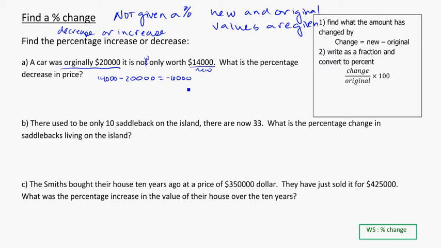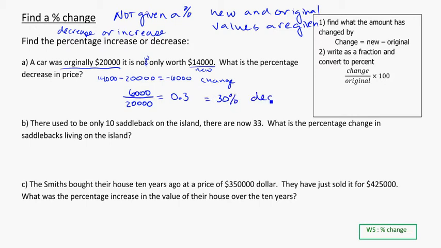Our next step is to write as a fraction. Our change is that it's gone down by $6,000. So we want to write the change, 6,000, over the original price, always. That's the hard part to remember. We have to use the original, not the new. And then, if you want, all in one step, you can think about timesing it by 100 because that's converting it into a percentage. So 6,000 divided by 20,000 gets us 0.3. Timesing it by 100 gets us 30%.